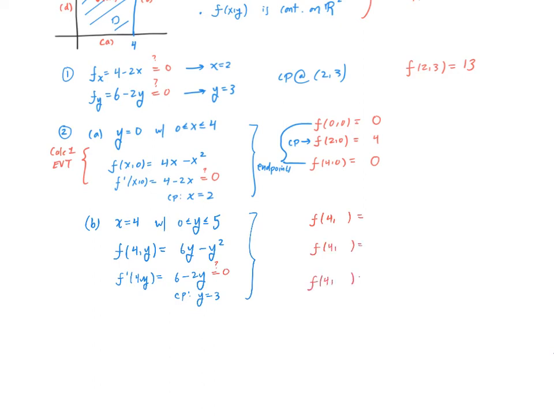and what we need to check are the endpoints. So the endpoints corresponding to our interval would be when y is 0 or 5. And we can also have an extreme value at the critical point, which corresponds to y equals 3. So f of (4, 0) is equal to 0. F of (4, 3) is 9. F of (4, 5) is 5.